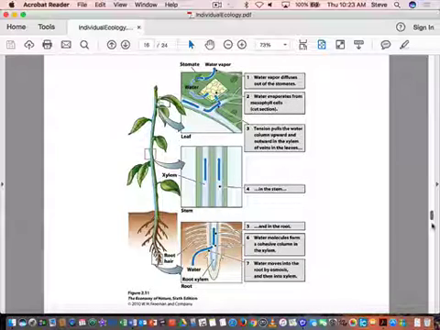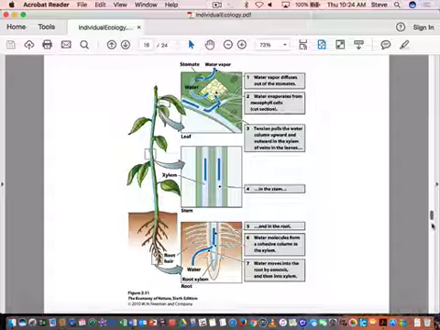Here you have the root. Here are the root hairs. Here's the root xylem. Water moves into the root by osmosis, that osmotic pressure. You have that gradient, and water is going to go into the higher solute concentration within the root. The water in the root moves up the stem, and then tension pulls the water column upward. This is how you move water through a plant. And where does the water need to go? It needs to go to the leaves, for photosynthesis.